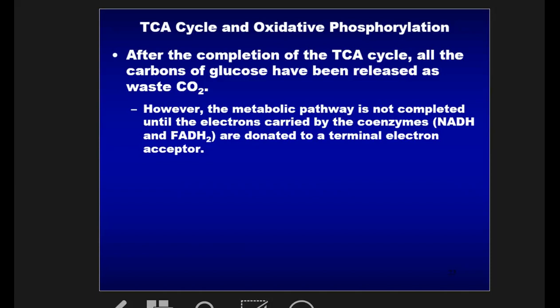By the time the TCA cycle is done, we started way back with glucose in glycolysis. We took it to pyruvate, put pyruvate into the TCA cycle, all broken down to CO2. That's really good. And then we have NADH, FADH2. Now they're carrying electrons, and their job is to go and give those electrons to some other physiological pathway to allow that other pathway to work.